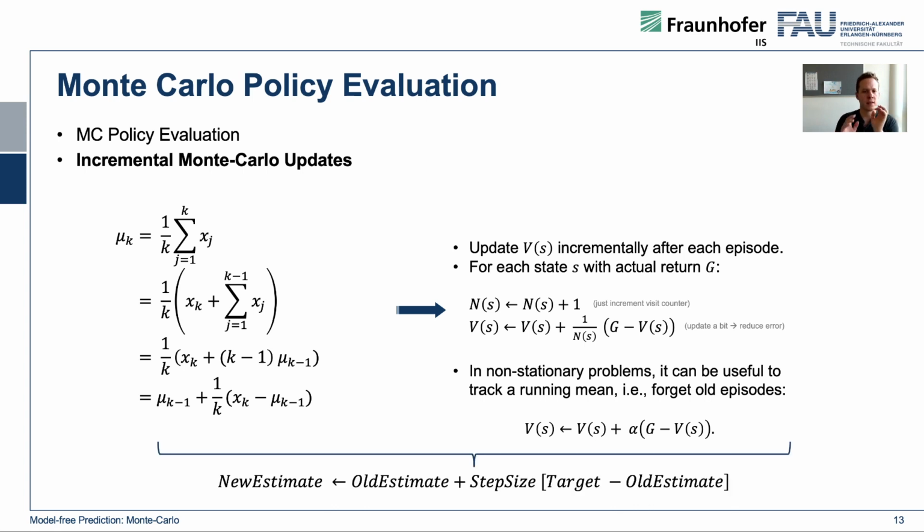Okay, so this lets us derive our general update framework, which says our new estimate is our old estimate plus a small step size times our target minus our old estimate. This is what we are doing here, and this is also what we will build upon when we talk about temporal difference learning in the next video.